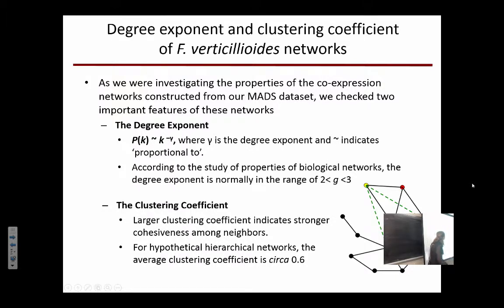And for hypothetical hierarchical systems, so in a perfect world, the clustering coefficient has an average of 0.6. So 60% of the time, there's a high level of cohesiveness. And so for scale-free networks, we would have to find a clustering coefficient below 0.6 because it's not a perfect world, right? So that's one way of testing to make sure that our subnetworks are acceptable.